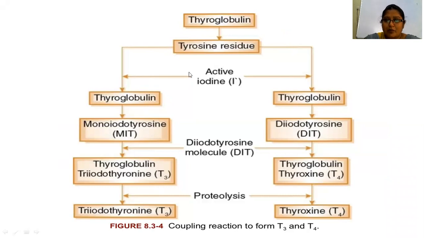Coupling reactions to form T3 and T4. Thyroglobulin has 140 tyrosine residues, and then monoiodotyrosine in the presence of DIT forms triiodothyronine, and two DITs form thyroxine.